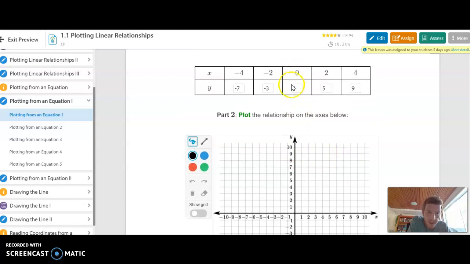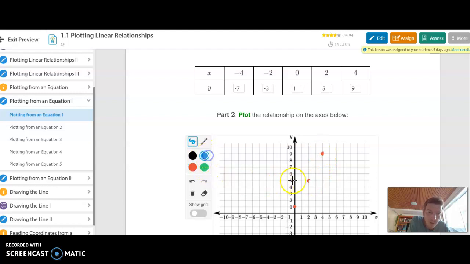So the first thing we always start off with is when x is 0, what is y? Let's see if I can use a little squiggly red line. That's going to be here. Then I go when x is 2. So I go across to x equals 2, y is 5. That's going to be here. And then when x is 4, y is 9.